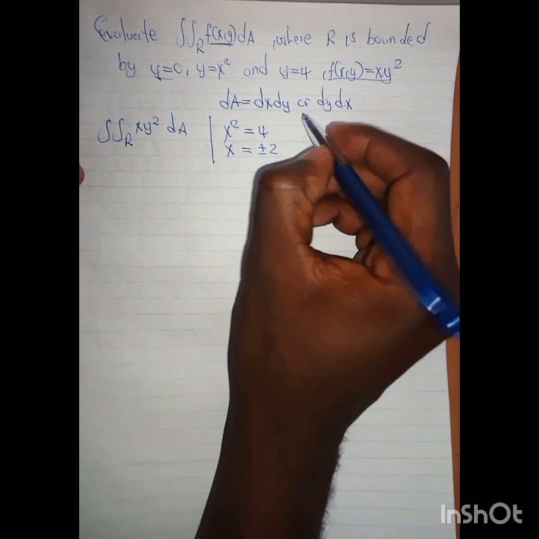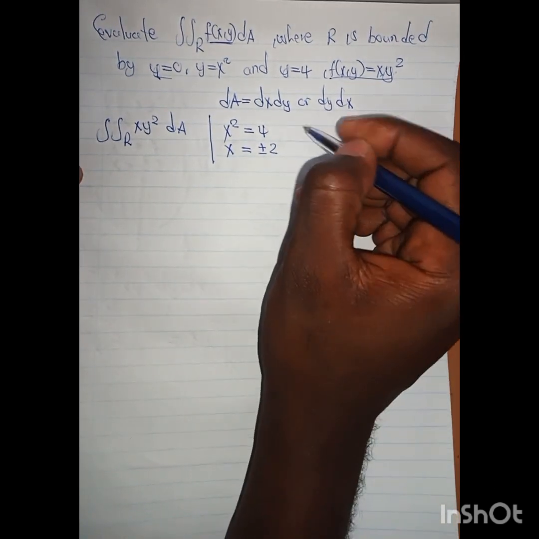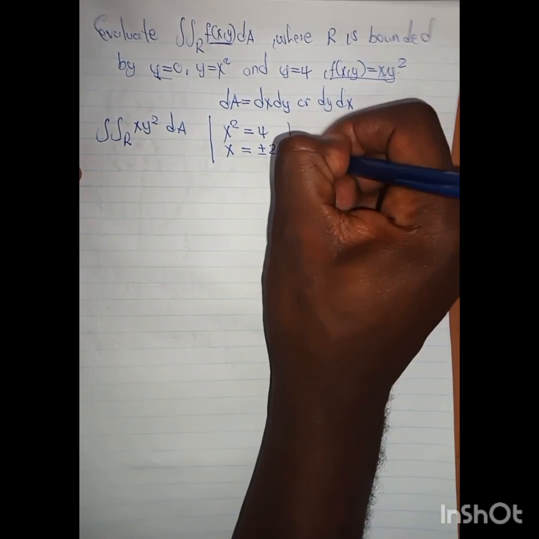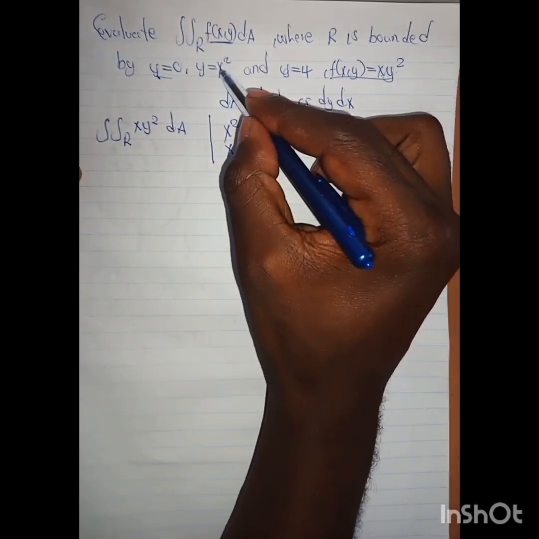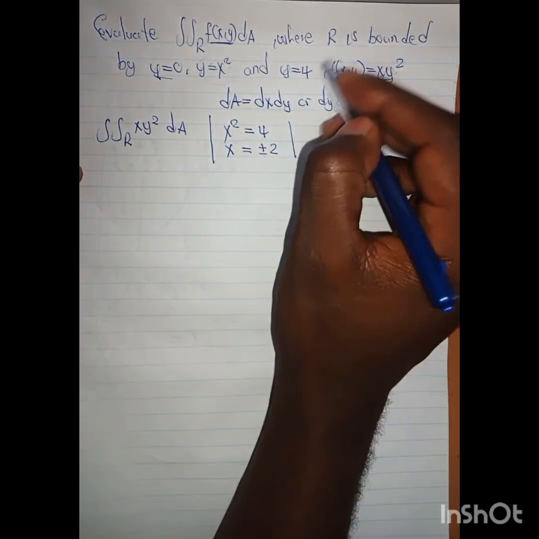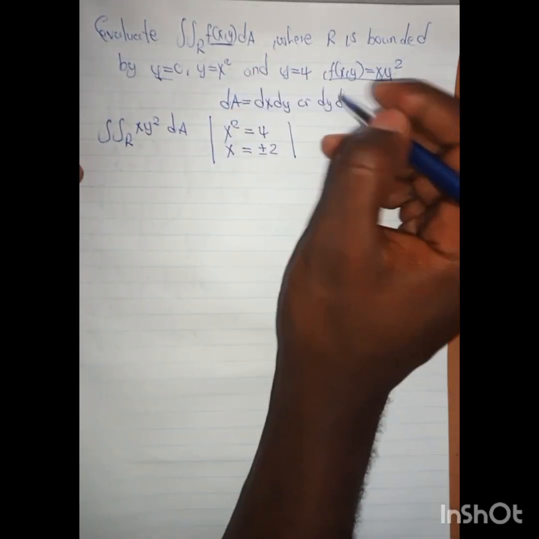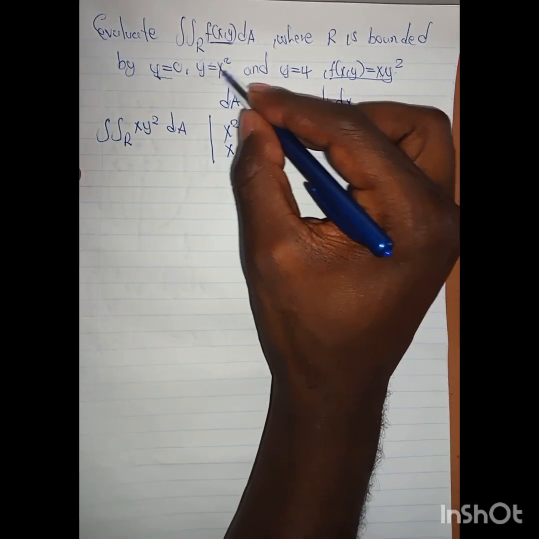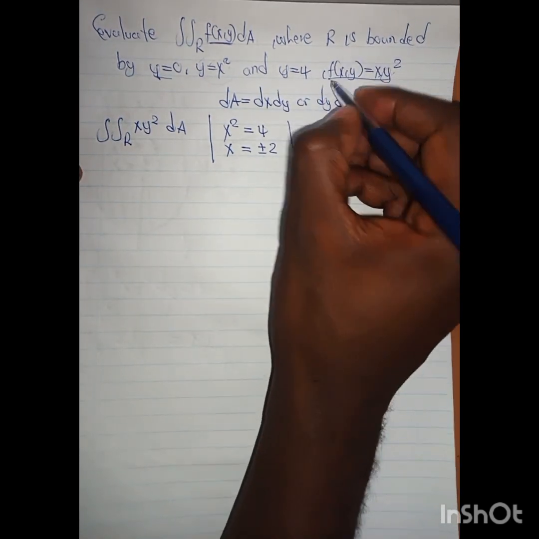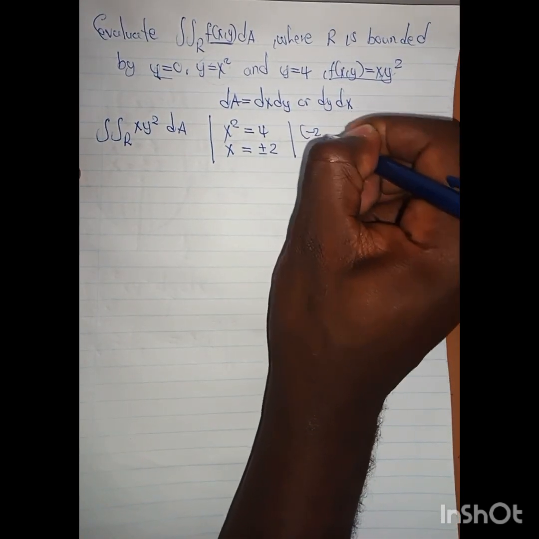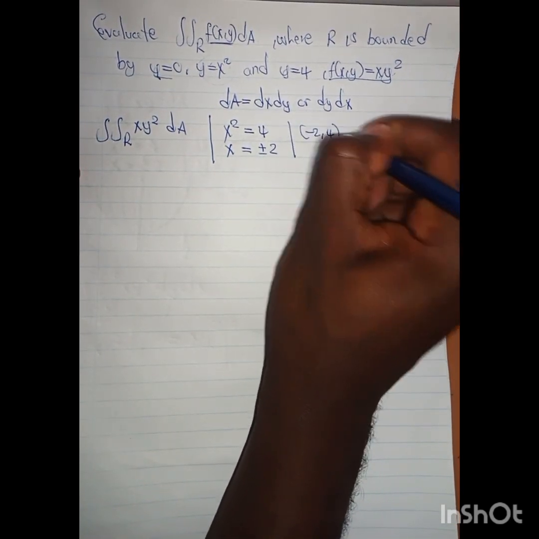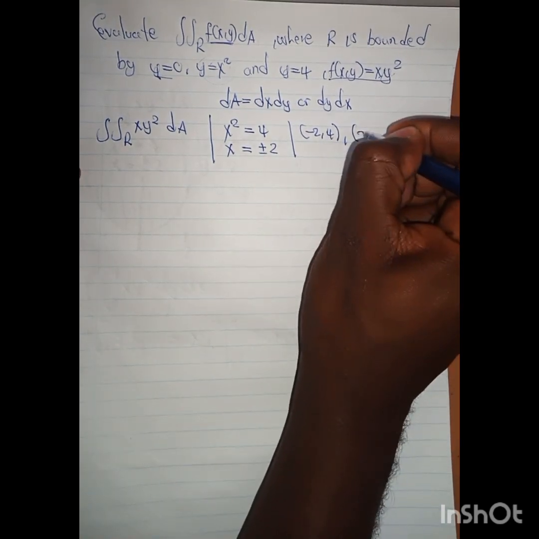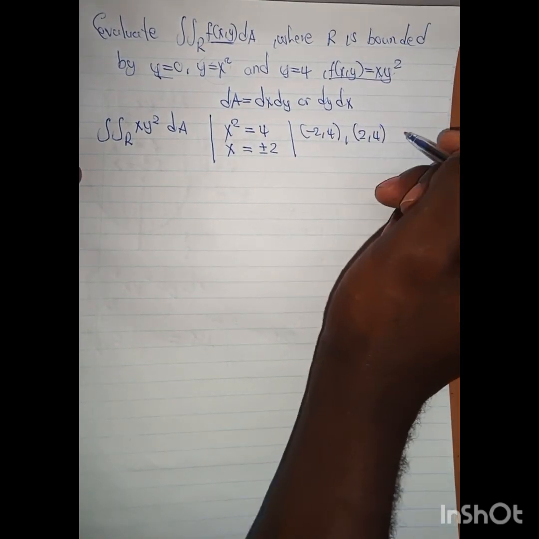Let us find the values of y when we have x as positive and negative 2. If x is positive 2, we substitute positive 2 in this equation. We can clearly see that y is 4. And then if x is negative 2, substituting negative 2 in this function, y will also give us 4. It follows that when x is negative 2, y is 4. Again, when x is positive 2, y is 4.